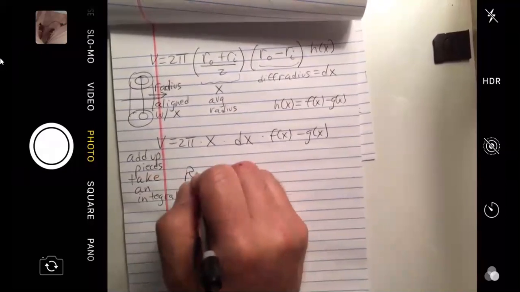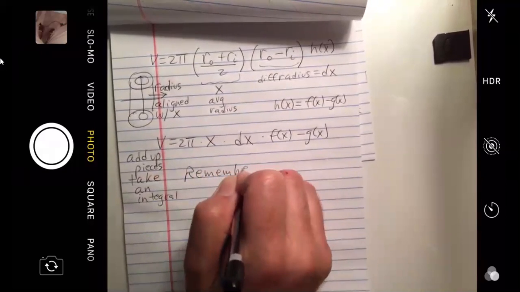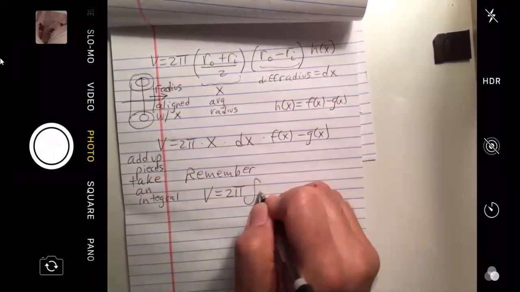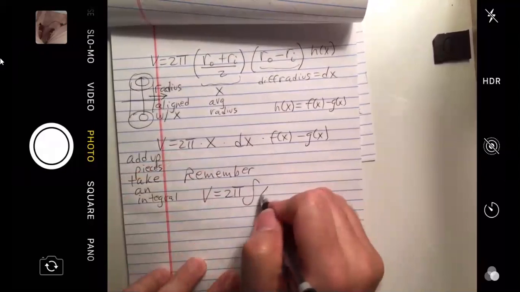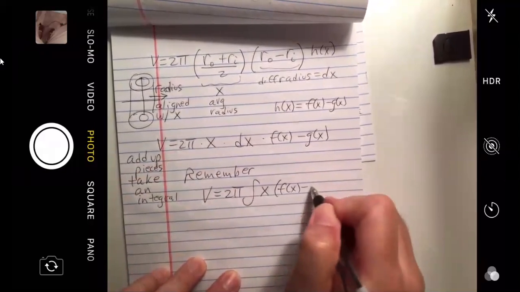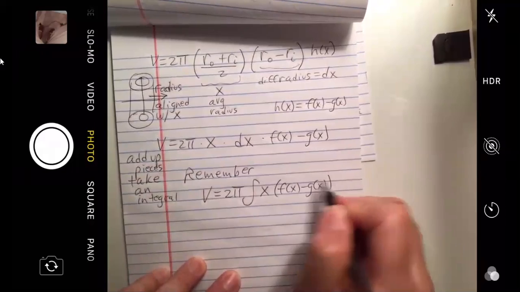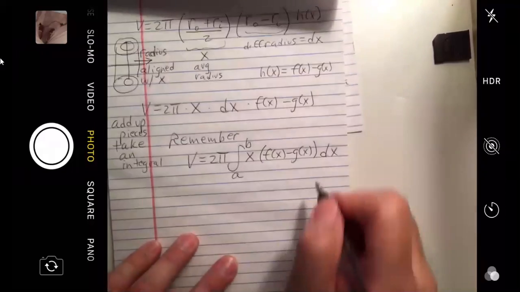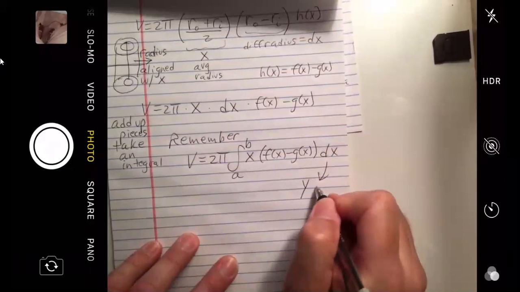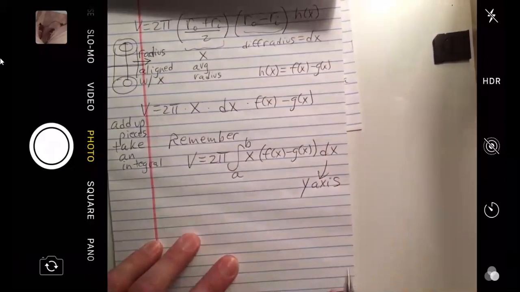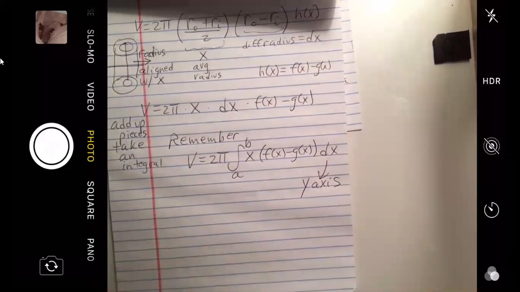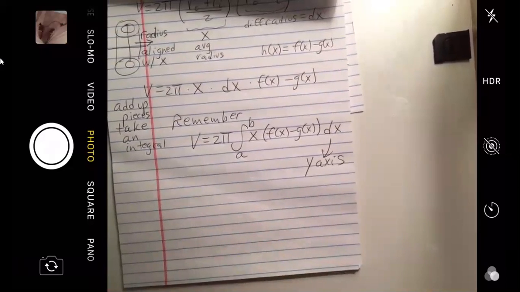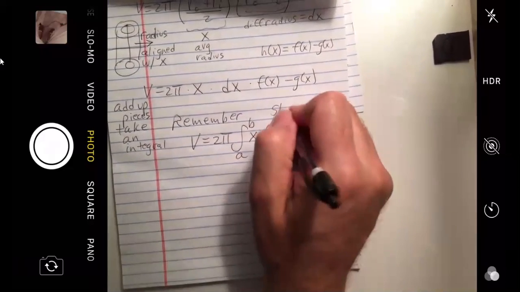This is what you got to remember. 2 pi integral. Collect everything with x under the integral. The dx goes at the back, and you're running it from a to b. Just don't forget you're going around the y-axis. This is the formula, but this is called the shell method.